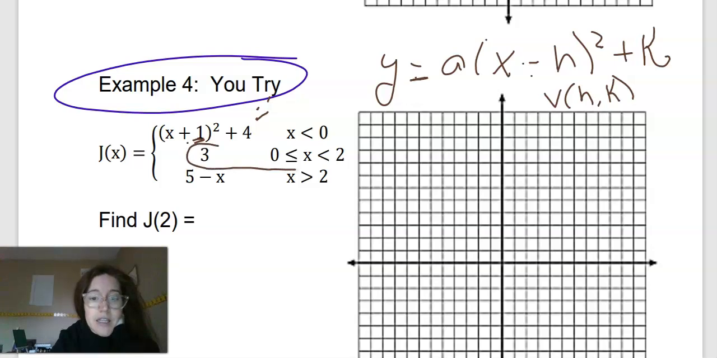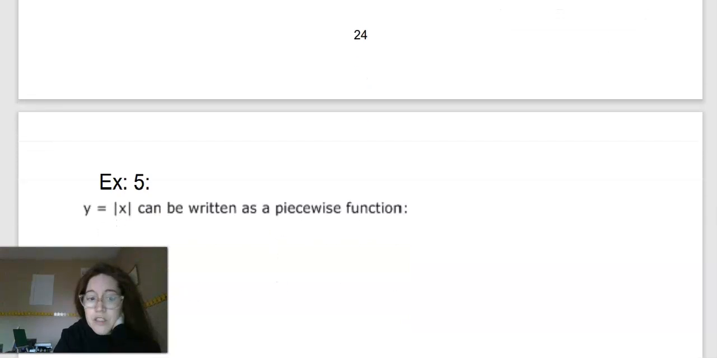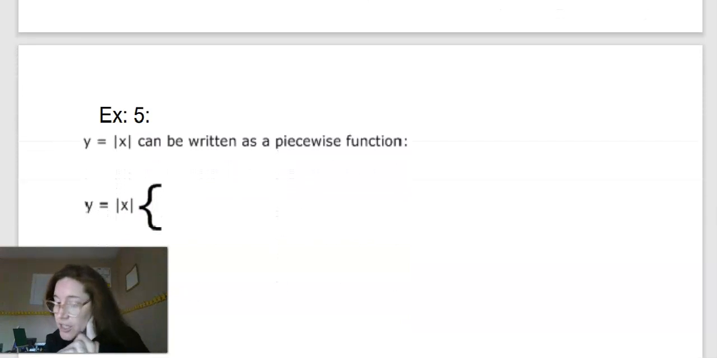This section right here is going to be a horizontal line. Keep that in mind, okay? So now we have more fun to do together. Are we doing 5 together?